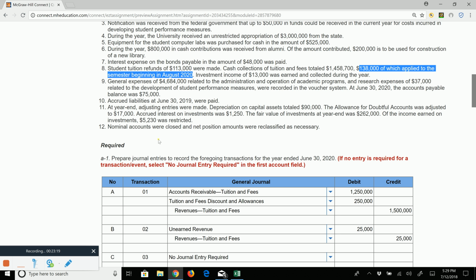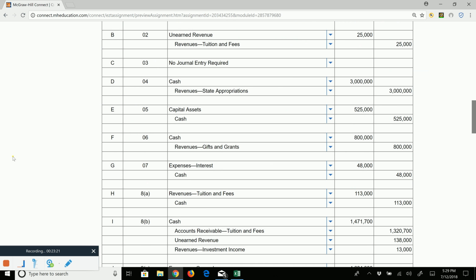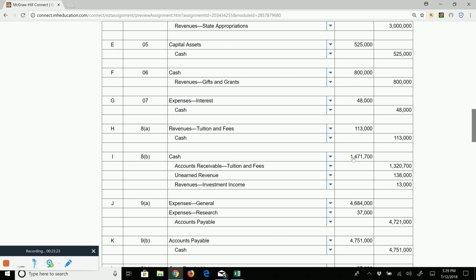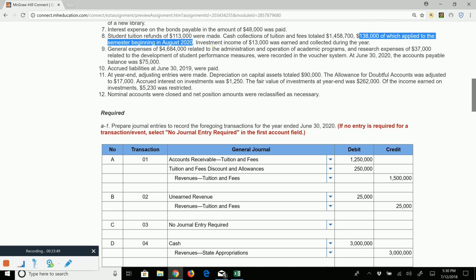So that $1,458,700 we can record as a debit to cash. All right, but $138,000 of it is applying to the next year. So we're going to credit a liability account called unearned revenue. The difference is going to be basically a collection of the receivable that we established when the students registered for a class. And then there's a second part to that, let's highlight it.